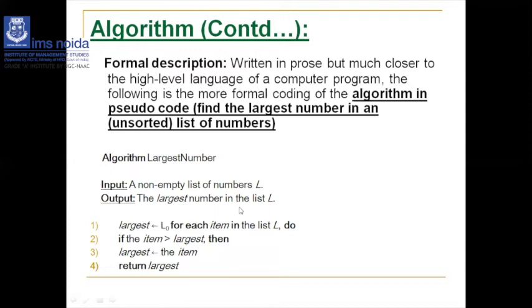Suppose we have more than 3 numbers. So if the item is greater than largest, then largest is the item, and return largest. So that is the case whenever we have an unsorted order of numbers, and the numbers may be more than 3.